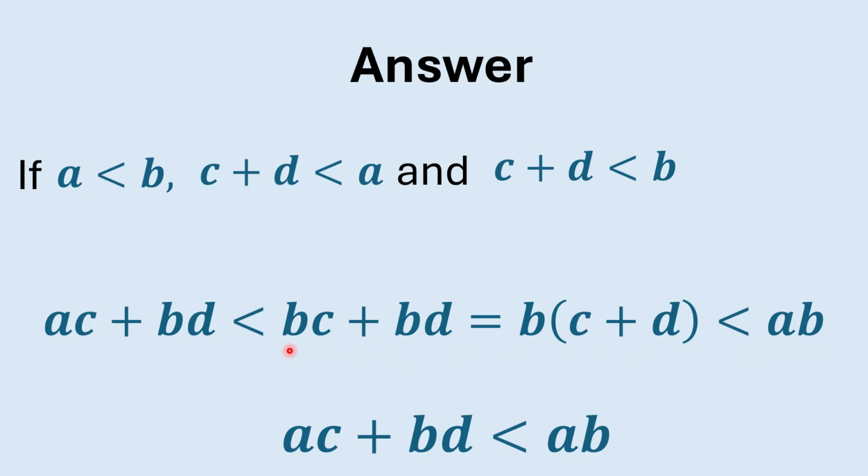And again, we compare this expression to the expression on the left side in the question, which is ac plus bd. Because bd is equal to bd, and because a is less than b, ac must be less than bc. So ac plus bd is less than bc plus bd, which is less than ab. Again, this relationship can be passed on, and we will get ac plus bd is less than ab.